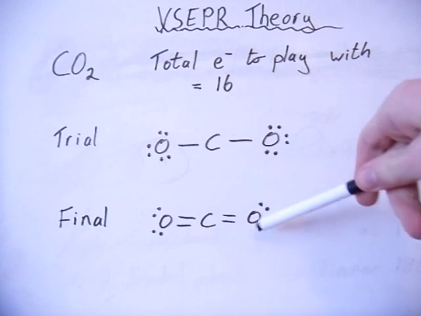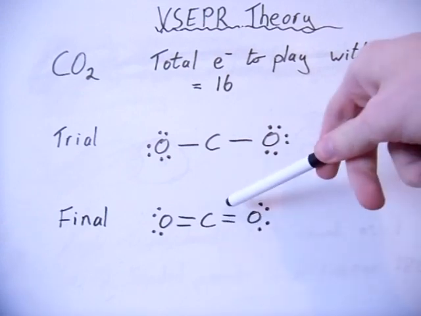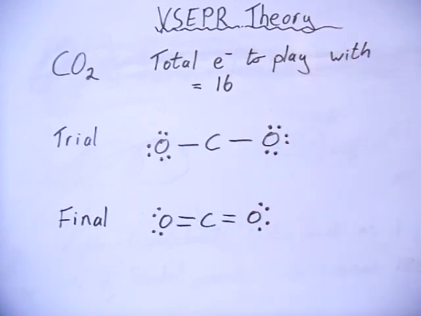Each oxygen, 2, 4, 6, 8. The carbon, 2, 4, 6, 8. And there is your dot and cross for carbon dioxide. So as I said, that's a linear structure, 180 degrees in there.